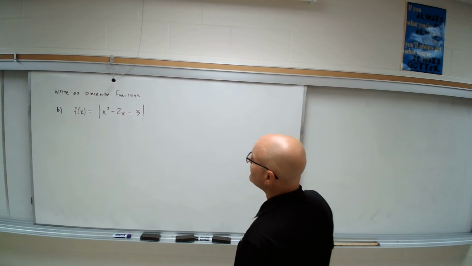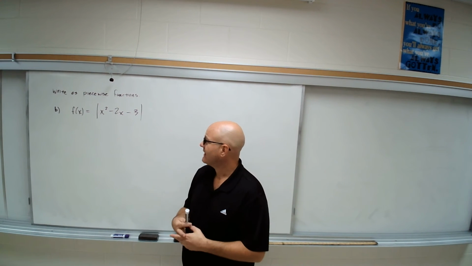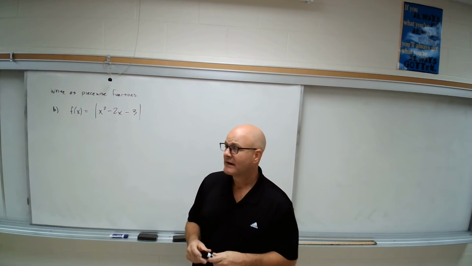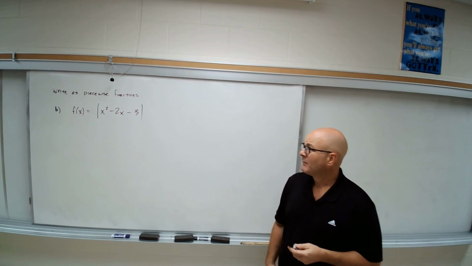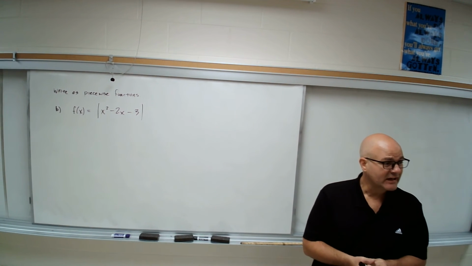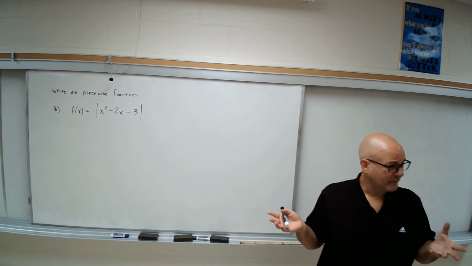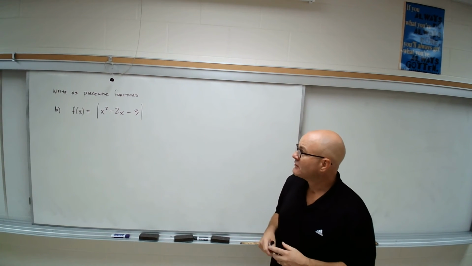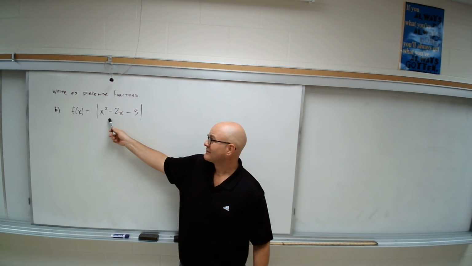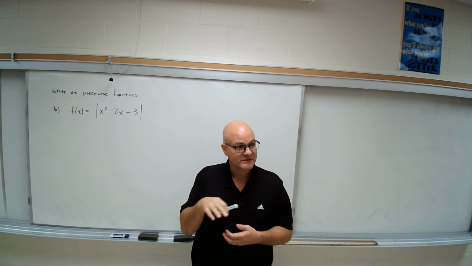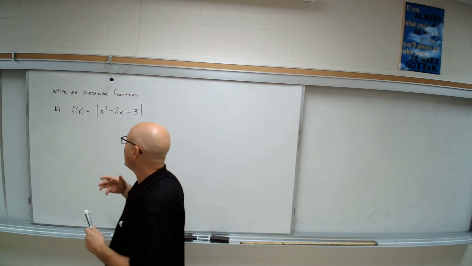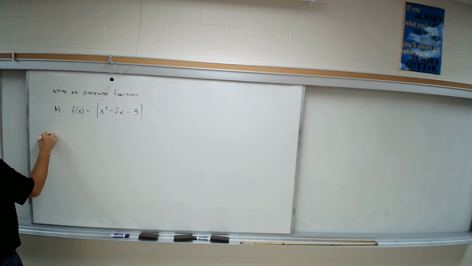Okay, next up, we want to try to write this function. f of x equals the absolute value of x squared minus 2x minus 3 as a piecewise function. The first thing is we've got to figure out what this looks like, which is a little bit strange. So the first thing I do is I just want to figure out what this parabola would look like in general.